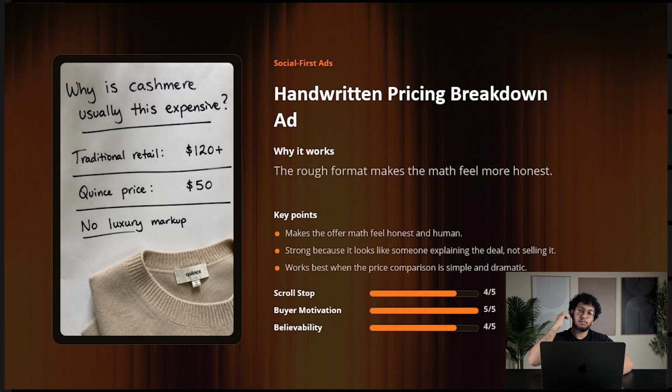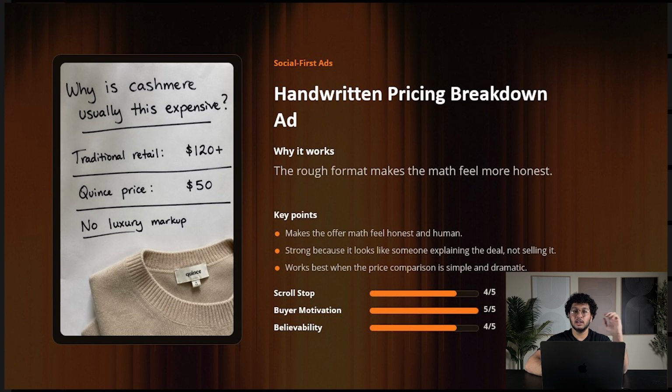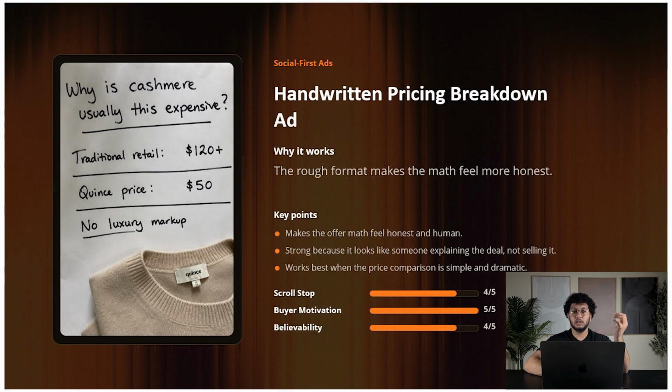Next is the handwritten pricing breakdown. This is C tier. It's better than most ugly formats because the rough style actually supports the message. It makes the price math feel honest and human, but it still needs a dramatic price comparison to work. If the math is not compelling, the handwritten style alone will not save it. It has to go to C tier.